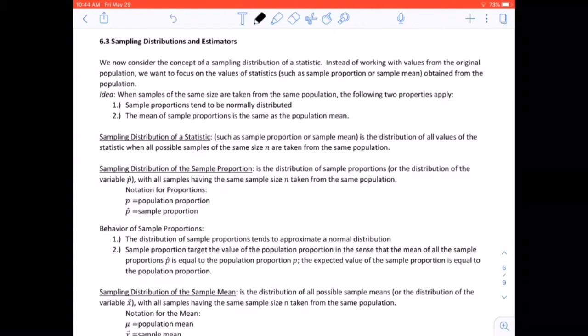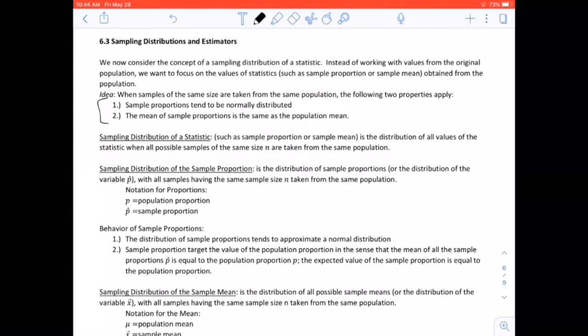The idea is when samples of the same size are taken from the same population, the following two properties apply. So sample proportions tend to be normally distributed, and the mean of a sample proportion is the same as the population mean. The sampling distribution of a statistic, such as a sample proportion or a sample mean, is the distribution of all values of the statistic when all possible samples of the same size n are taken from the same population.